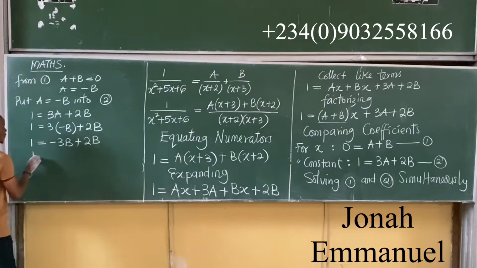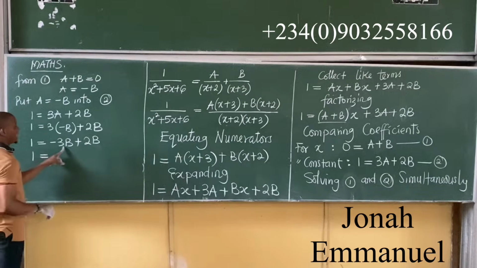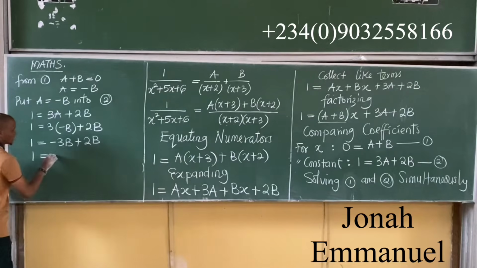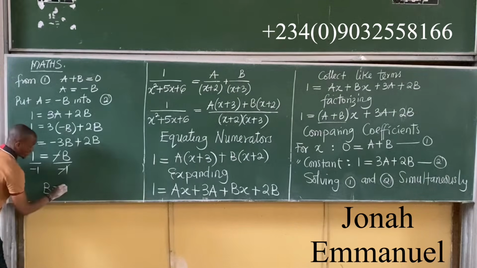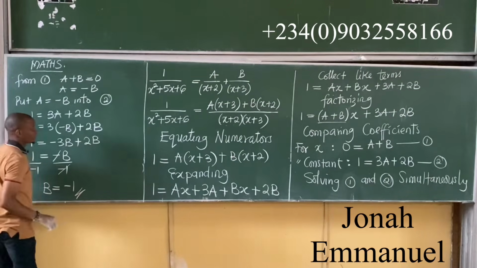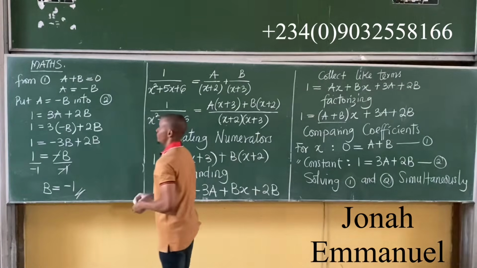From here, 1 is equal to minus 3b plus 2b, which gives minus b. To get b, divide here by minus 1. Divide here by minus 1. This cancels this. So it means that b is equal to 1 divided by minus 1, which gives minus 1. So I've got the value of b as minus 1.